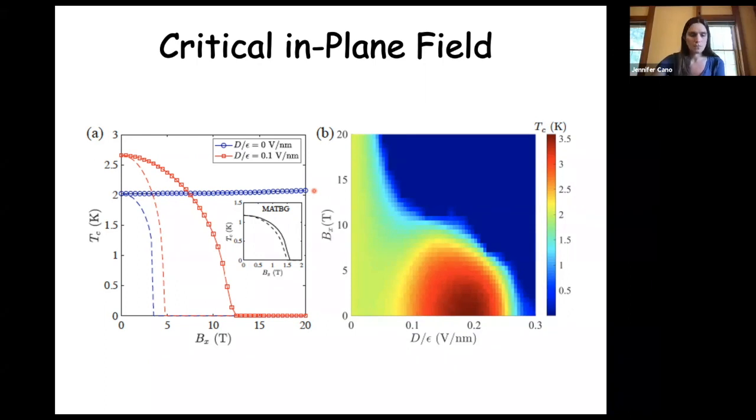So what was the question again? I was really wondering if there's any insight into the mechanism, like phonon driven or something like that. Yeah, so it doesn't provide too much guidance on its own.